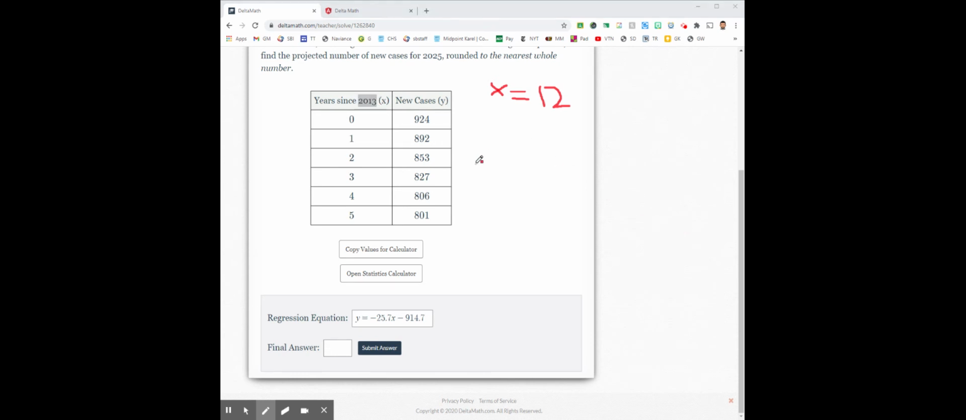So what I'm going to do, therefore, is I'm going to say that y is equal to negative 25.7 minus 9. I'm sorry, I forgot the times. That's an important part of it. Negative 25.7 times 12. The 12 goes into here. So times 12, and then minus 914.7. So at this point, you can get out your calculator and do this. 25.7 times 12 minus 914.7.